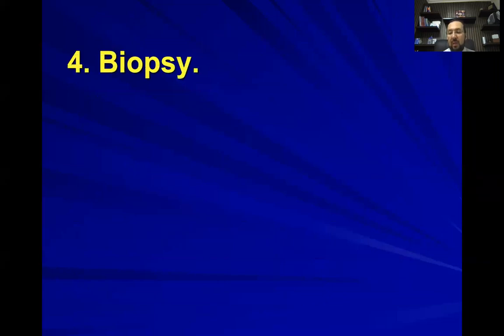However, it has a very important role in the management and in the follow-up of patients with cancer, as we will see in a minute. The fourth investigation we have to know is the biopsy.